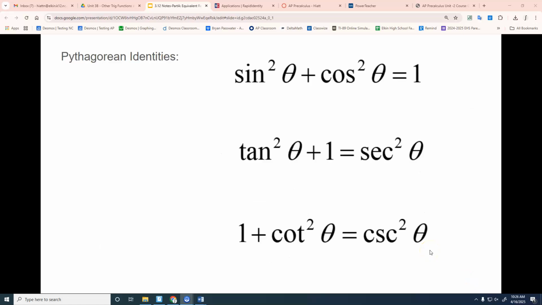that you have those memorized. We also are going to use Pythagorean identities. So the Pythagorean identities are sine squared theta plus cosine squared theta equals 1. Tangent squared theta plus 1 equals secant squared theta, and 1 plus cotangent squared theta equals cosecant squared theta.